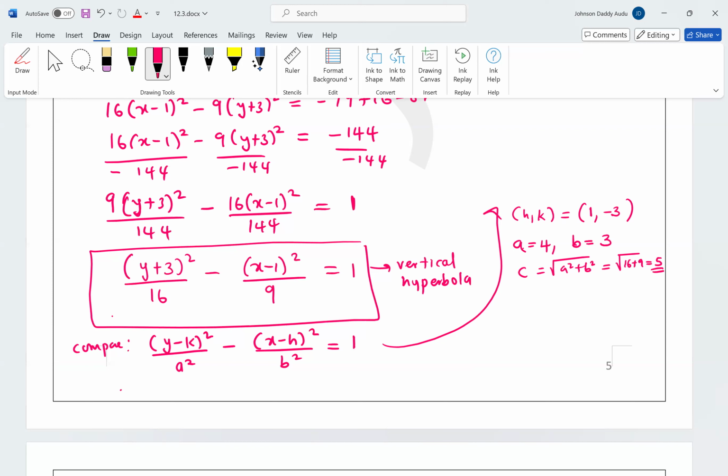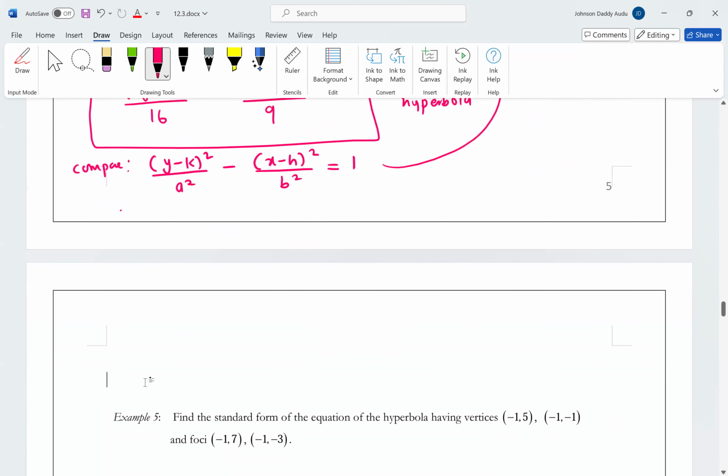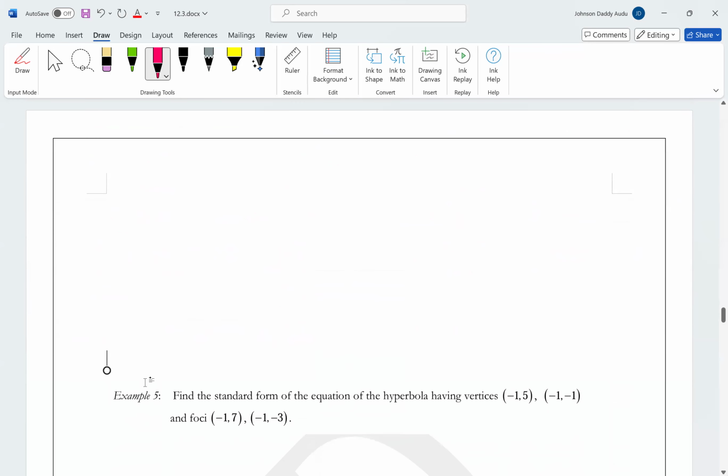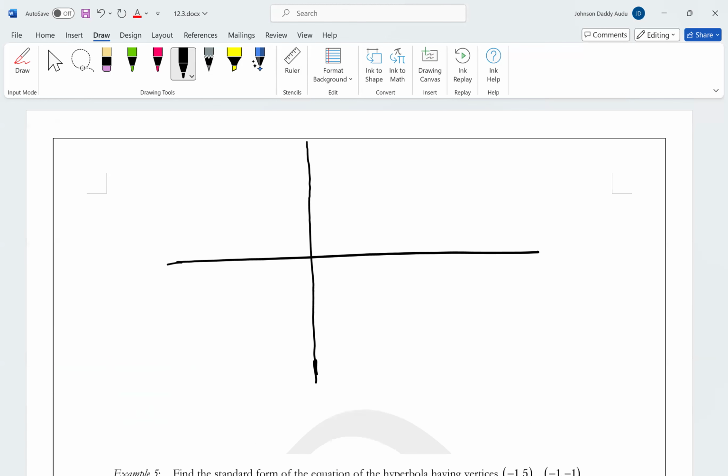All right. Now let's try to sketch this based on what we have so far. Okay, I'll try to sketch this here. Now, to sketch, what is important in this case is the center, right? That's the first thing that is important, the center. Now, what is our center? We know that the center is 1, minus 3.